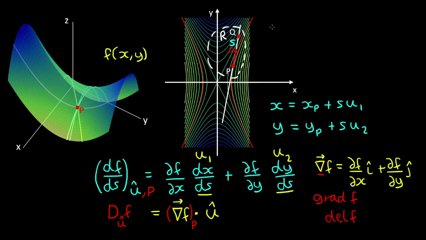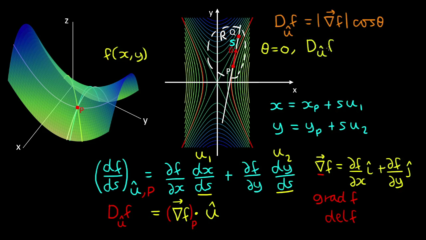Now, given the definition of the dot product, we can write the directional derivative in the direction of the unit vector as the magnitude of the gradient vector by the magnitude of the unit vector, which is 1, by cosine of the angle between them. So in other words, when theta is equal to 0, so the gradient vector points in the same direction as the unit vector, being in the direction that we're evaluating the derivative, then the directional derivative is equal to the magnitude of the gradient vector.